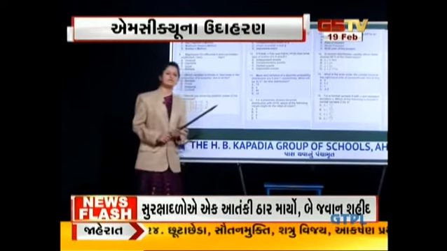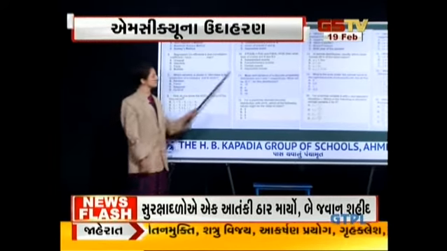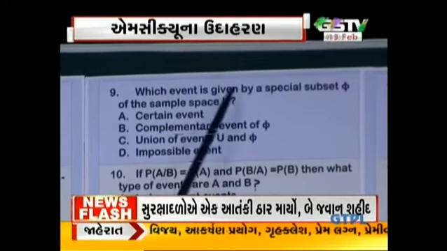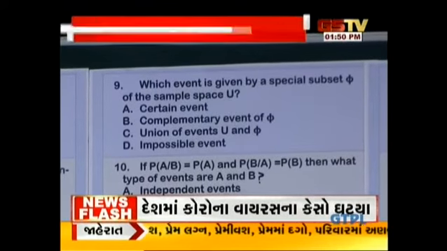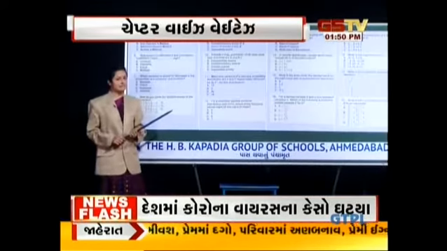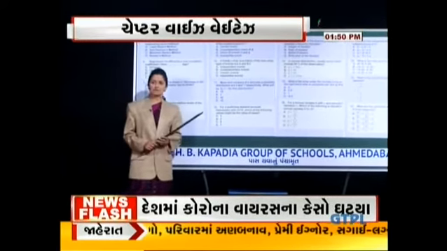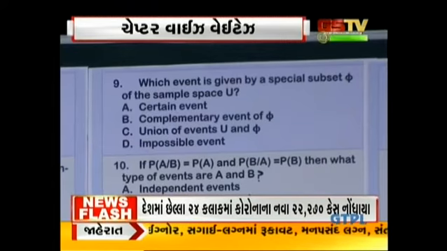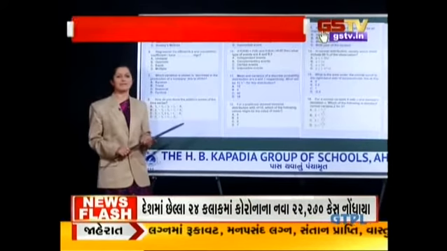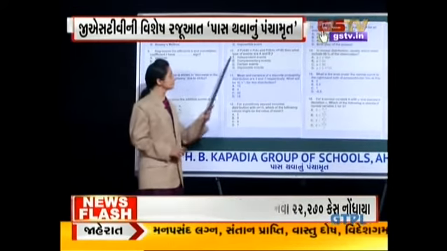Now moving towards part 2 examples. Which event is given by a null subset of the sample space U? Null set, that is empty set, which is not possible. So in this case the option is D, that is impossible event. This type of event is not possible.